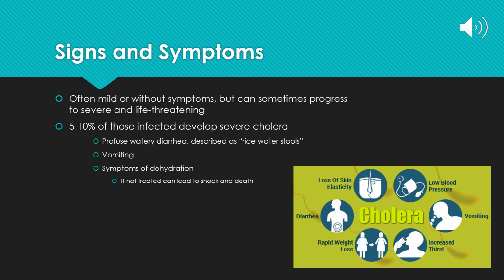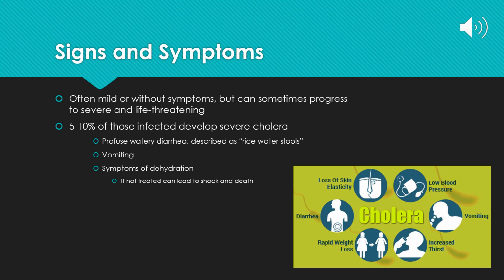Cholera is characterized as an acute diarrheal illness. In most cases, the symptoms are mild and it can go undetected. Approximately 1 in 10 people, or 5 to 10% of cases, can develop severe, life-threatening symptoms. These severe symptoms include profuse watery diarrhea, sometimes described as rice water stools, vomiting, and dehydration.